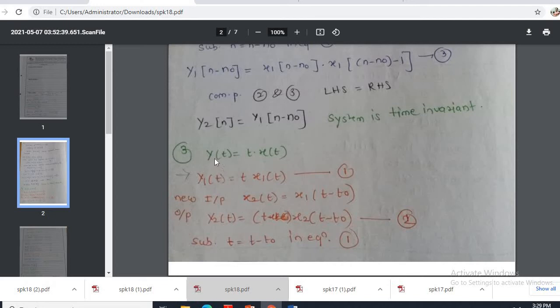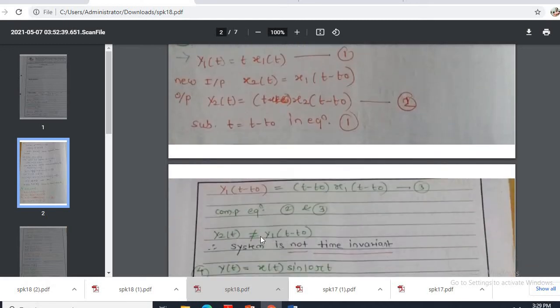Now see here, the equation is y of t is equal to t into x of t. So y1(t) is equal to t into x1(t). Now the new input x2 is equal to x1(t minus t0). Therefore y2 is equal to t into x2(t), because wherever there is x1(t), there only you are supposed to write x2(t). So this t remains as it is.